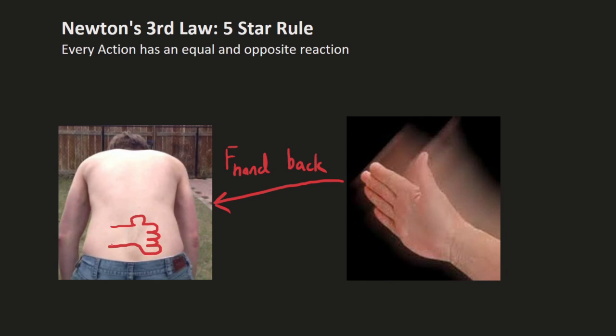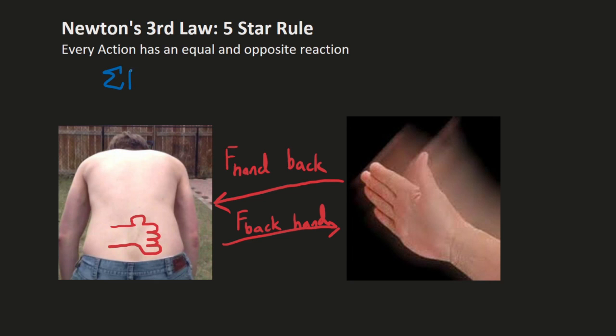However, if you've ever given a 5-star, you also know that your hand is going to sting a bit. And that's because there is an equal and opposite reaction from the person's back onto your hand. So that would be the force of the back on the hand. Anytime two things are in contact with each other, or forces are being exerted on each other, there is always an equal and opposite reaction.